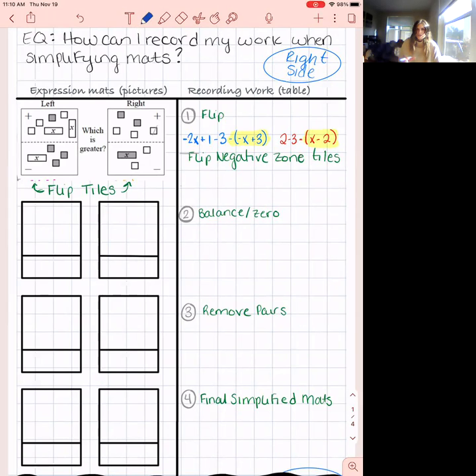Being able to, on the left, split our paper in half, left side, draw these expression mats, right side, we're going to be working on the steps. And again, this can be your whole right side.